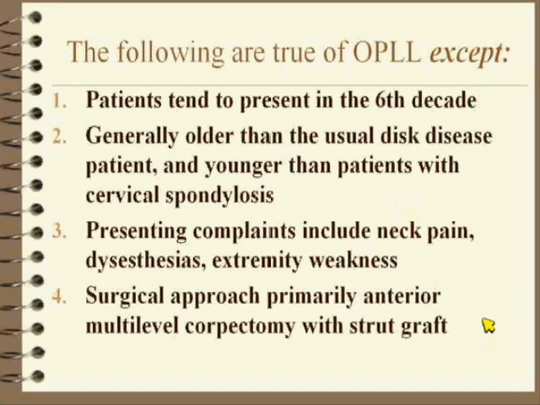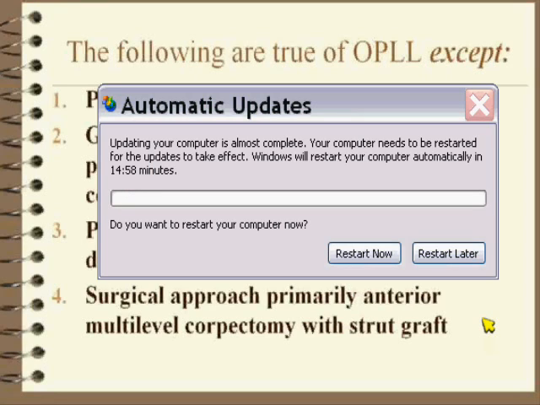So let's think about OPLL. The following is true of OPLL, except: patients tend to present later, 6th decade. They're generally older than the usual disc disease patient, but yet younger than cervical spondylosis. Presenting complaints are neck pain, dysesthesias, extremity weakness, and the surgical approach is primarily anterior multi-level corpectomy and strut graft.